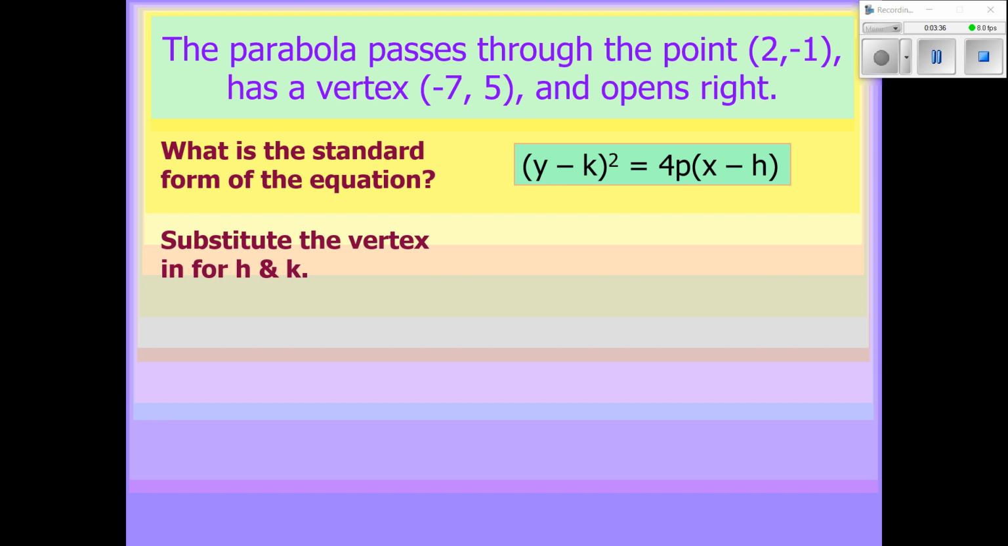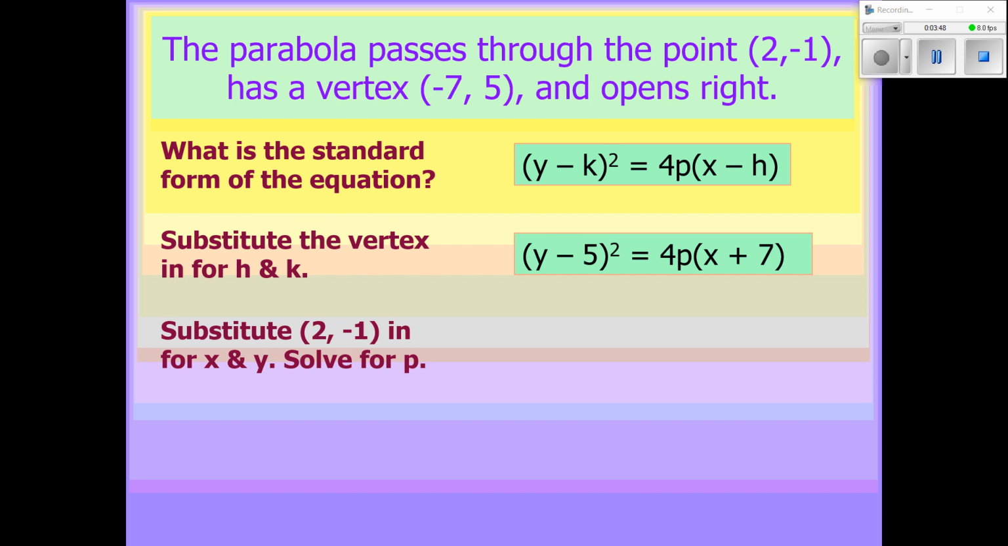All right, and then what you have to do is substitute in your vertex values for h and k. So after doing that, I'm just going to plug in my -7 and 5 into that equation. And then I also know that this goes through the point (2, 1). Well, (2, 1) is just an x, y point, so we can plug this in for our x and y to make it look like this equation: (-1 - 5)² = 4p(2 + 7).